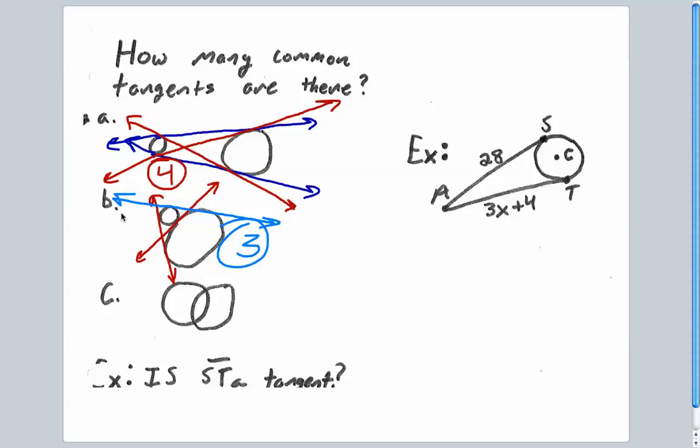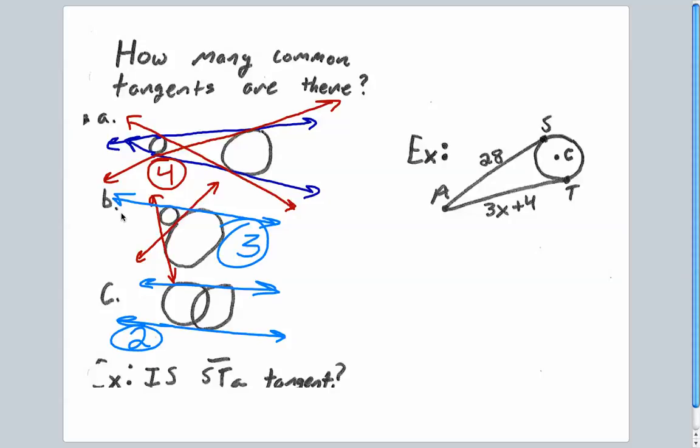Now on letter C, let's see how many tangents I've got in this one. This one I can't go between because that would be secants, where they go through two points right here and here. So I can't go in between them, but I can go to the outside. Here's one right here, and here's another one right here. So this one would just be two common tangents.